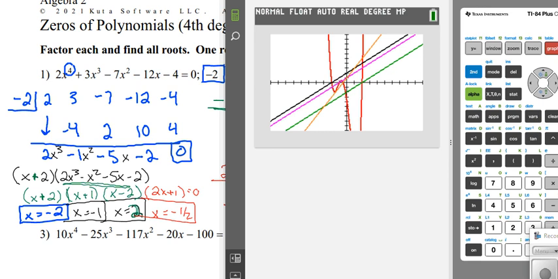So that's how we use factorization to find zeros, and I will pick up in a new video with number 2, then we'll do 3 and 4. We'll get quite a few examples of this.